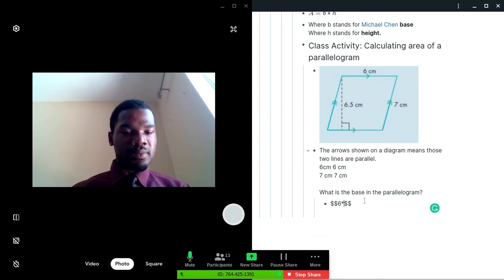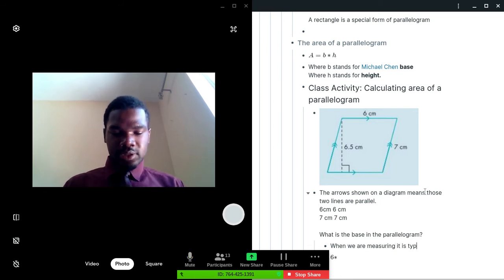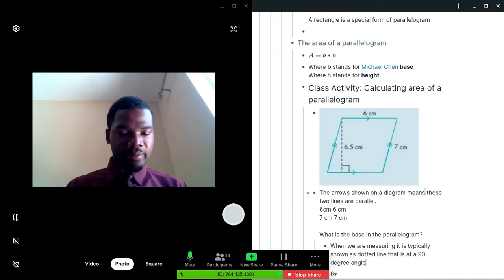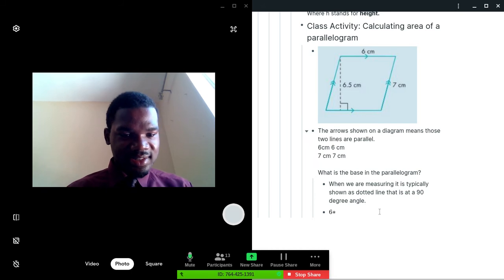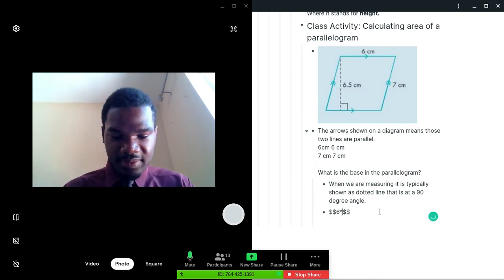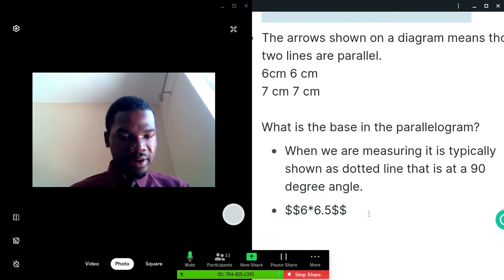Alright? So, write that for me. When we are measuring height, it is typically shown as a dotted line that is at a 90-degree angle. So try again for me, Annalise. Do you see any dotted line that is at a 90-degree angle to the base? Yes, sir. 5 centimeters. So 6.5 centimeters, right? So quickly calculate that for me, everybody. What is 6 times 6.5 centimeters?